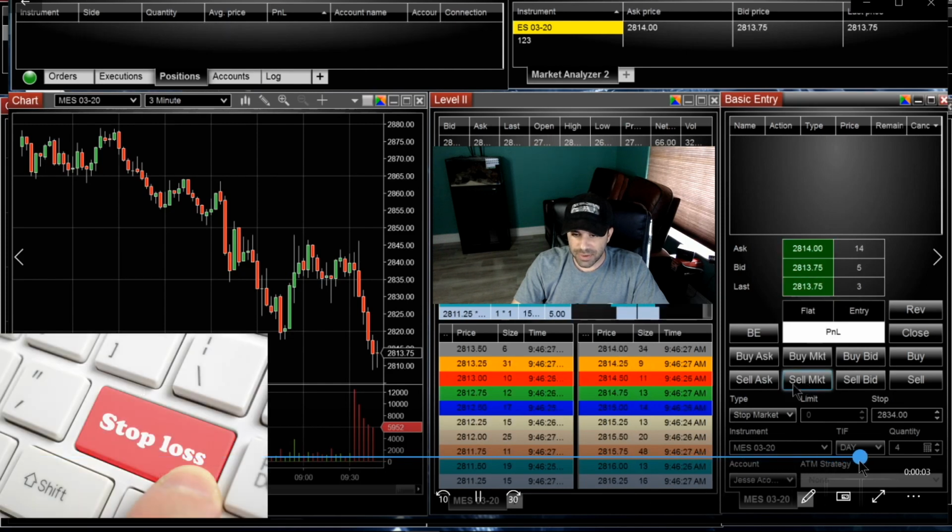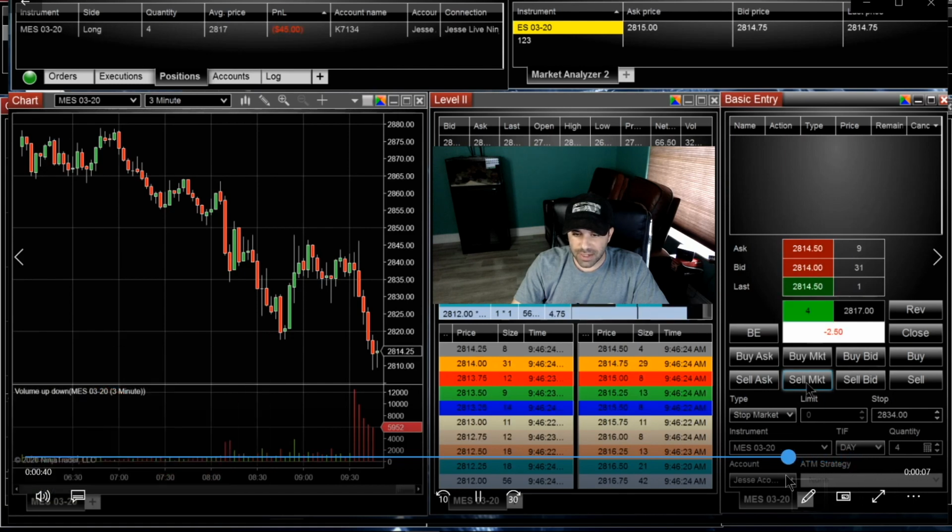So I just closed it out right there. Boom. Small loss. My average was 2820. I sold out in two lots to manage it out. So 2816 average price, sold half there. I had 8 contracts, sold the other 4 right there when we couldn't get it through.